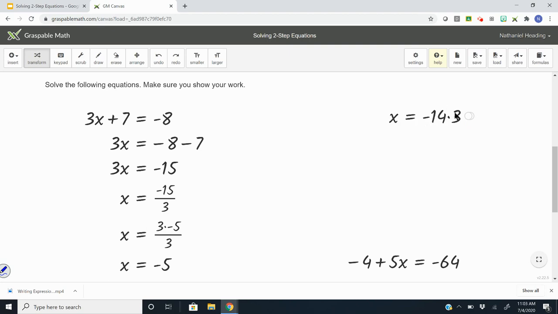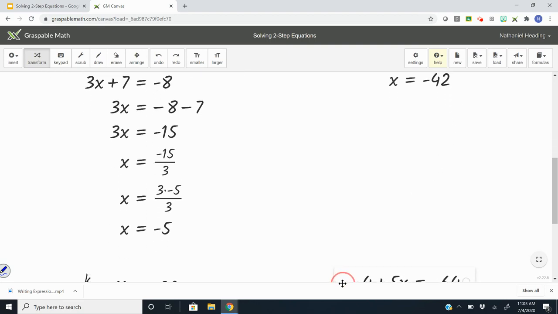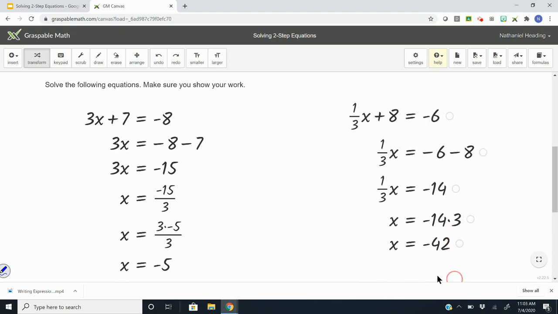Because if I have 1/3 times 3, what do we get? We get 1. So to undo a fraction, you multiply by the denominator, at least if the numerator is 1, it'll simplify for you. And so I get x is negative 42. So I'm a little concerned about my space. Let me scoot this down. And so I get my solution of negative 42.